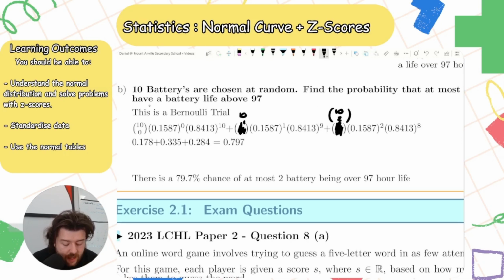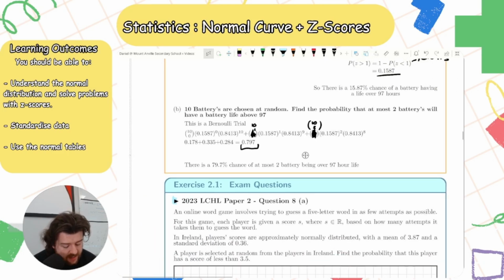So Bernoulli distribution, Bernoulli trial. 10 choose 0. So 0 out of my 10 are above 97. It's a 0.187 chance of getting it above 97. So 0 have that, and 10 have the probability that it's not. Then 10 choose 1. 1 is above 97, 9 are not. Then 2 are above, 8 are not. Put it in your calculator, you get 0.797. There'll be a 79% chance that at most 2 batteries out of the 10 are over 97 hours.